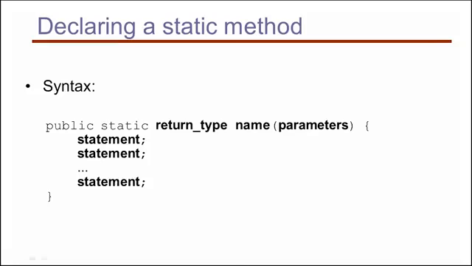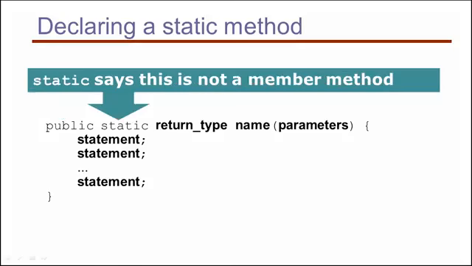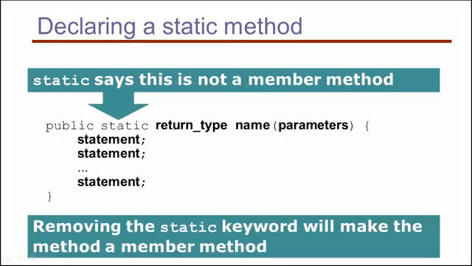Here is the syntax that you use when you declare a static method. It has several parts that we will go over one at a time. The keyword public specifies that everyone can call this method. All the methods that we create in this lesson will be public. In a future lesson, you will learn about private methods. The static keyword declares this method as a static method rather than a member method. If you were creating a member method, you would simply remove the word static.